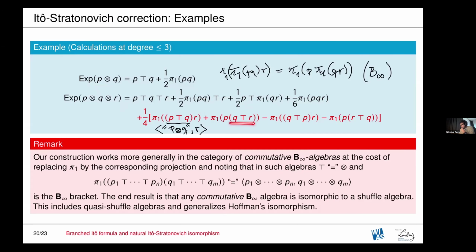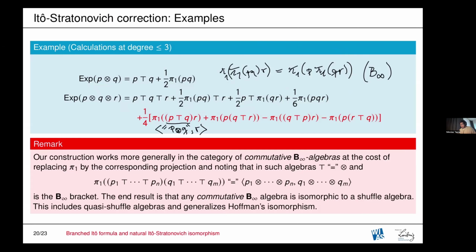You can see here I have this double contraction, so word against letter, word against letter. If I were to take an appropriate quotient to go back to the associative case, so I just keep this relation, I'd say all the other relations are just zero, this part would go away and I go back to Hoffman. So in that sense, our isomorphism really generalizes Hoffman to the branched path case. And this is why we decided to call it the Itô-Stratonovich correction, because Hoffman is really doing the Itô-Stratonovich conversion in the semi-martingale case.